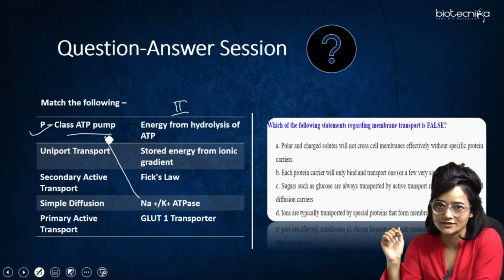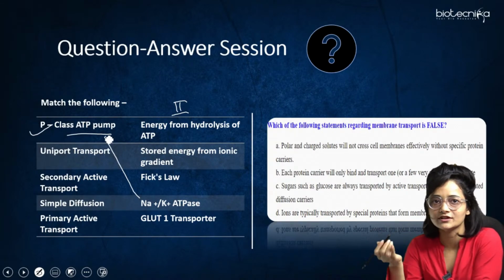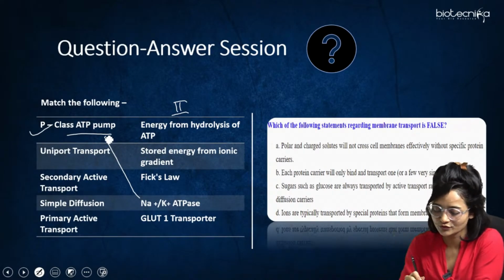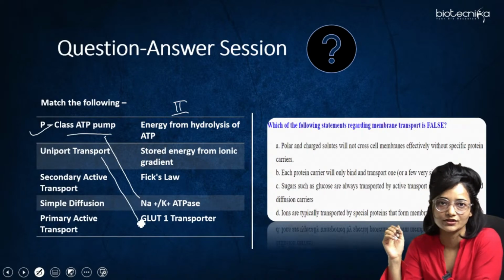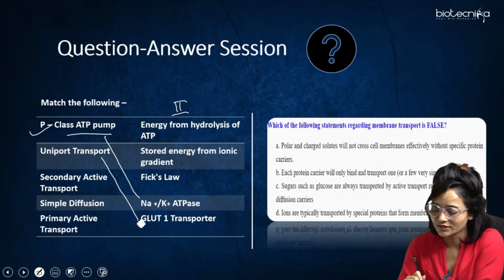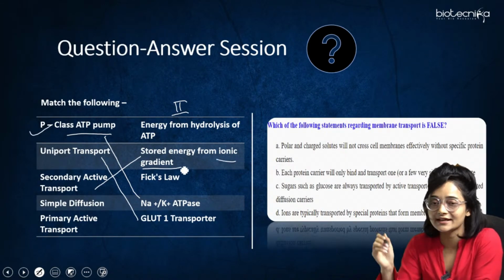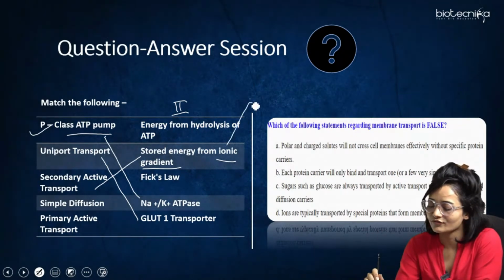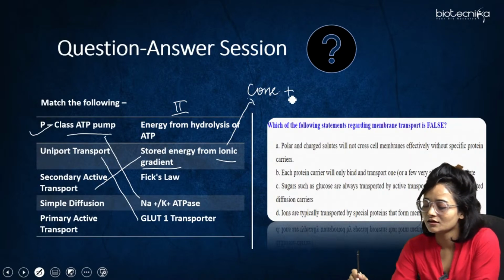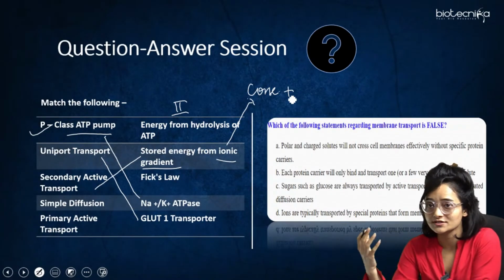Then comes uniport transport. So I'm solving it. Those of you who have solved this earlier can check for yourself if you're right or wrong. For uniport transport, we discussed that the example was the GLUT1 transporter. Then comes secondary active transport. Secondary active transport utilizes energy in the form of the ionic gradient, or what we also call the electrochemical gradient, which consists of the concentration gradient of the solute plus the variation in charge present across the plasma membrane.